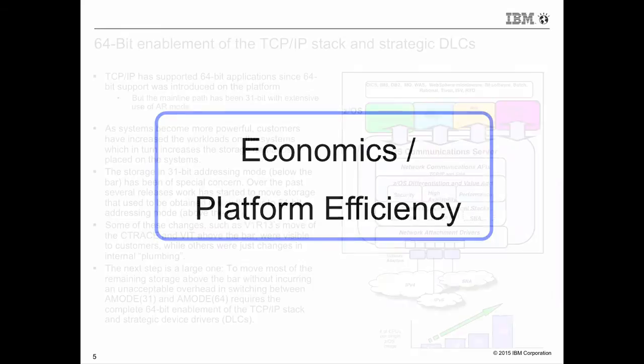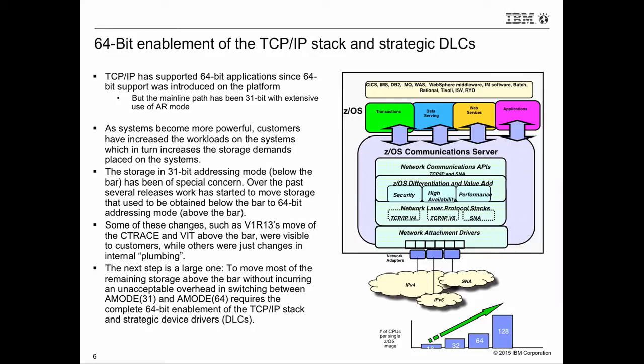The first item in that pathway is the 64-bit enablement of the TCPIP stack and our strategic DLCs. In general, there's been a push to get 64-bit enablement across z/OS for some period of time, and we had already started that in previous releases. Some of that was very visible to you back in V1R13. You may remember we had moved CTRACE and our VTAM internal trace above the bar. Some of the things we had also done ahead of time you couldn't see because it was basically internal plumbing, but the big bulk of the work had to be bitten off all at once. We had to fully enable all of the stack itself plus the primary DLCs that we communicate with the network with, things such as the OSA-Express interfaces and so forth.